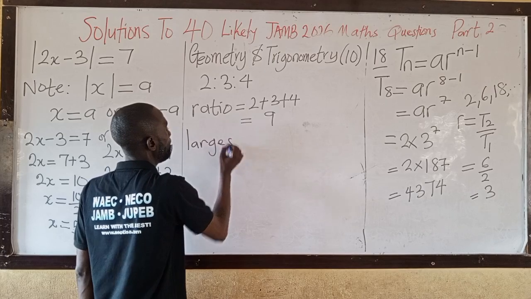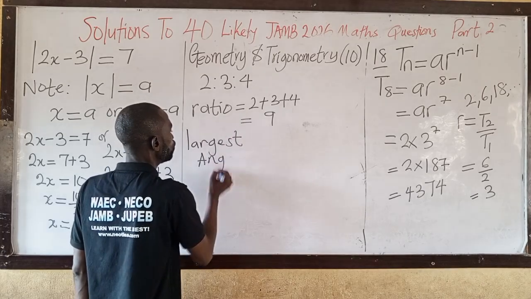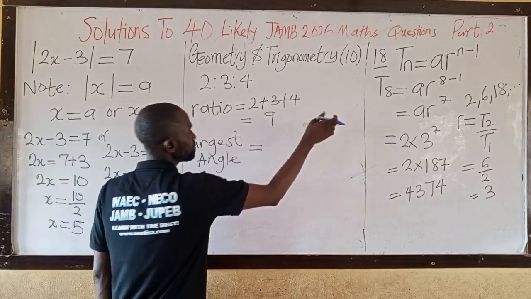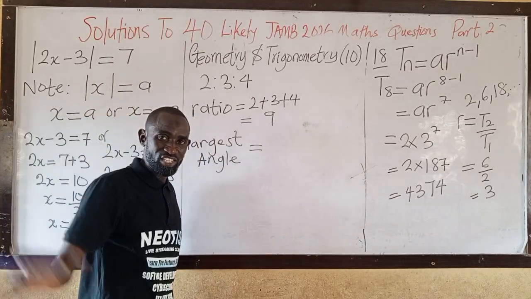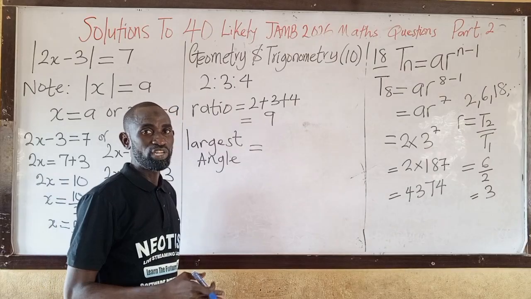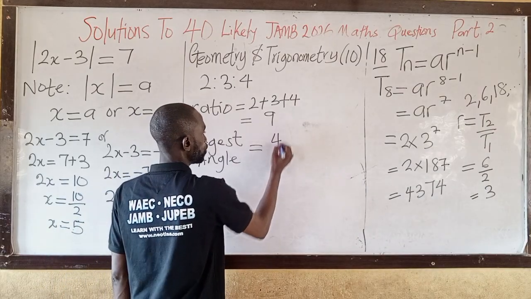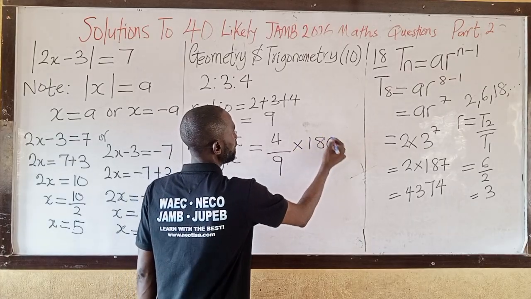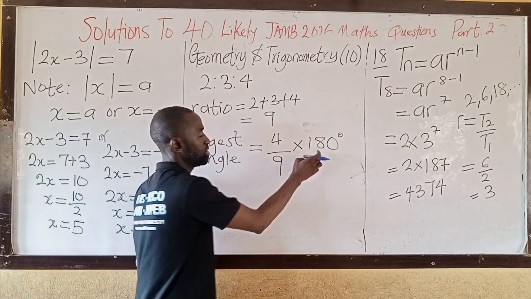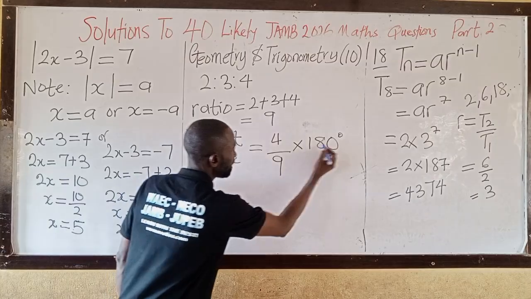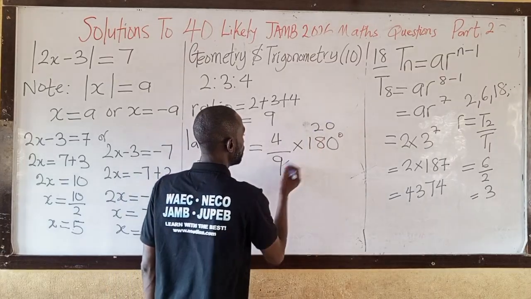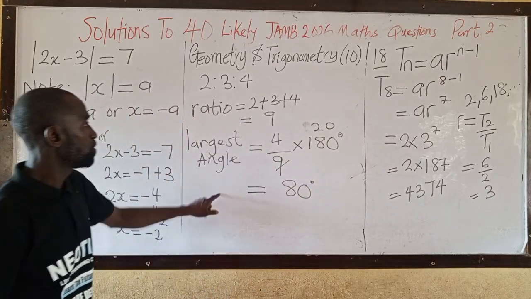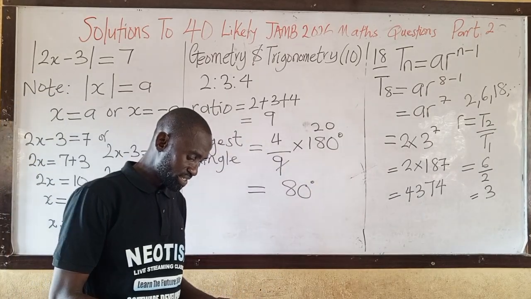Largest angle, okay, will equal the largest ratio all over total ratio times the sum of angles in a triangle, which is 180 degrees. Because the sum of angles in the triangle is what? It's 180. 9 here 1, 9 here 2, 0. So here we now have 80 degrees. So the largest angle is equal to 80 degrees.